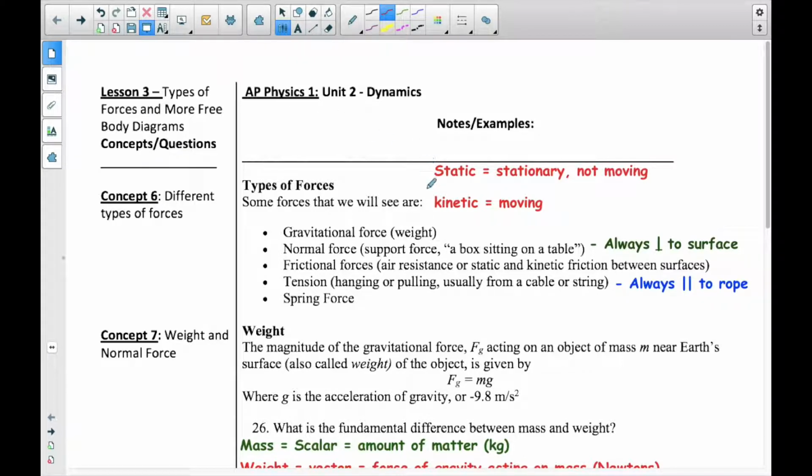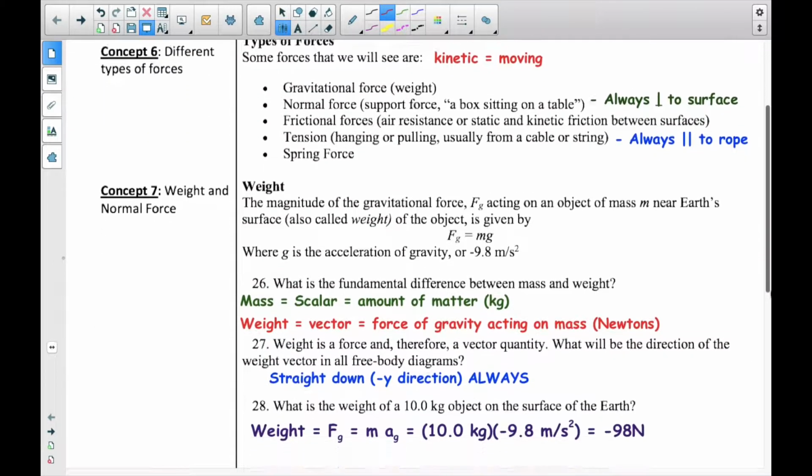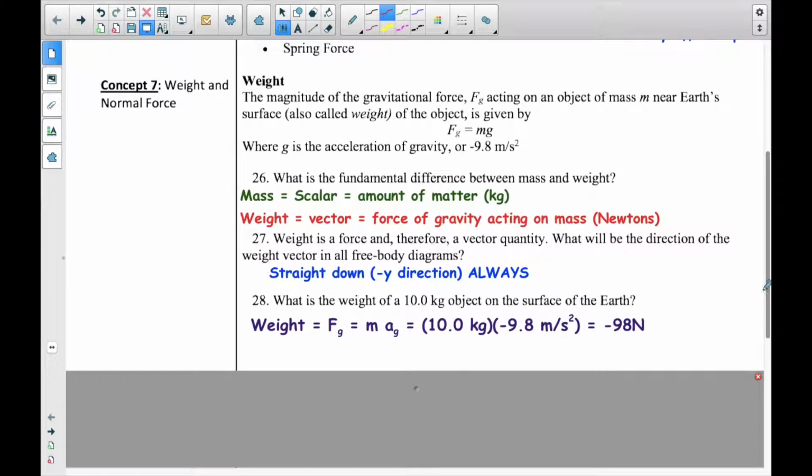So another thing to think about is these words static and kinetic, because we talk about friction, which we'll get into more in the next video. When we talk about friction, we talk about static friction and kinetic friction. Static friction is like when something is sitting still and it's not sliding down. Kinetic friction is when something is sliding, how much force is stopping it, the kinetic friction that's slowing it down. Okay, in this video though, we're going to focus more on things like weight.